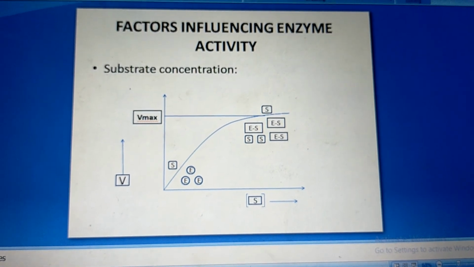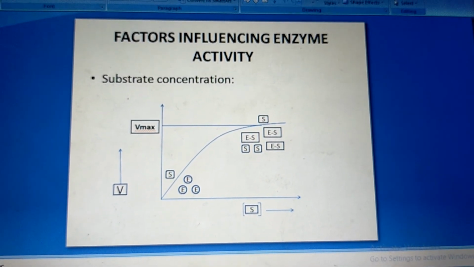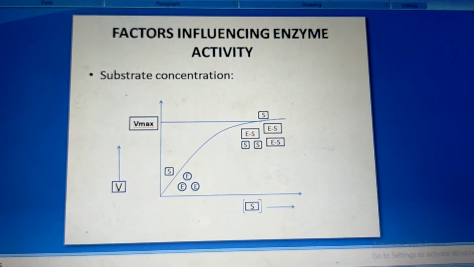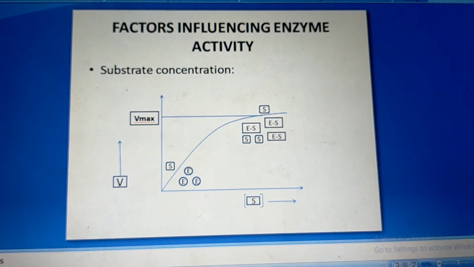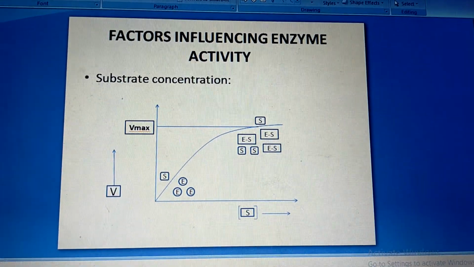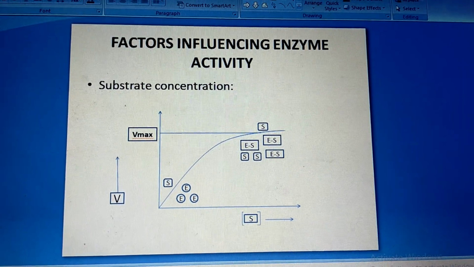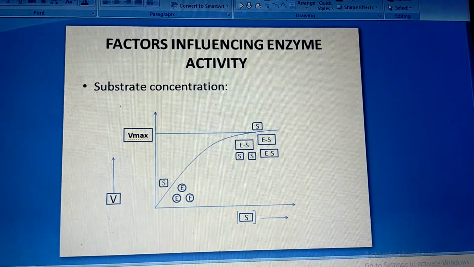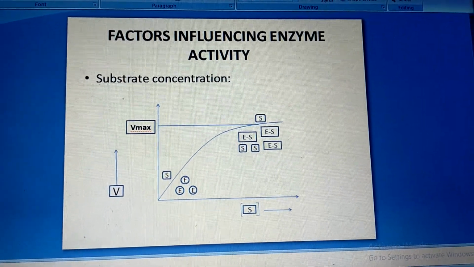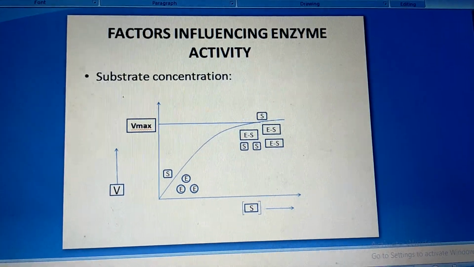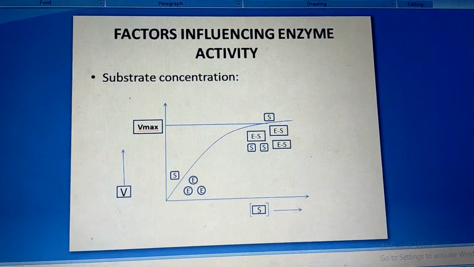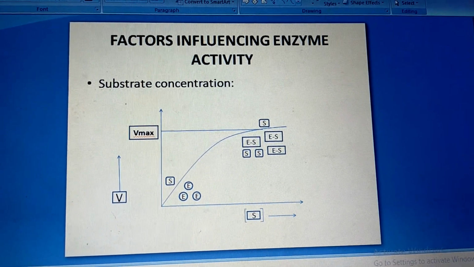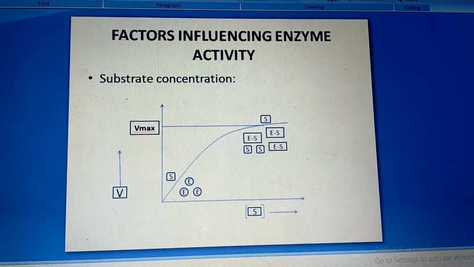At this point where the velocity of the reaction does not increase with increase in the substrate, it is called the maximum velocity of the reaction, and it is represented by Vmax. So we get maximum velocity when all enzyme molecules bind with the substrate and the velocity of the reaction is highest at that point, or rate of conversion is highest at that point. That level of reaction is called the maximum velocity of the reaction.